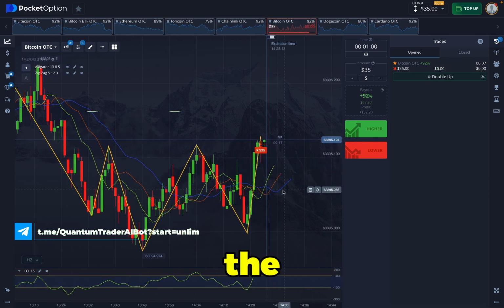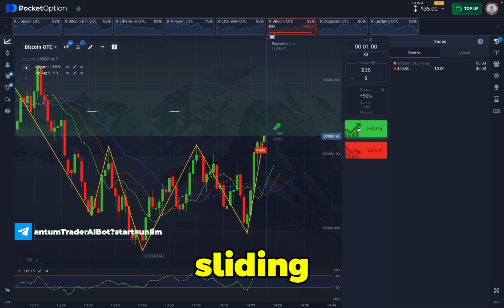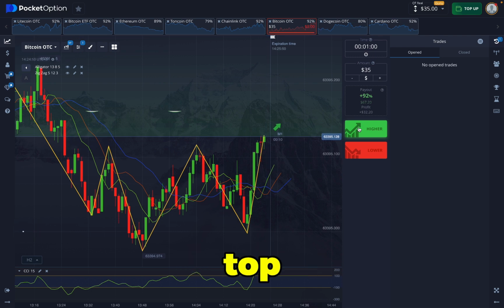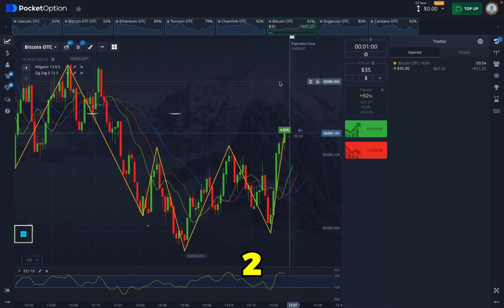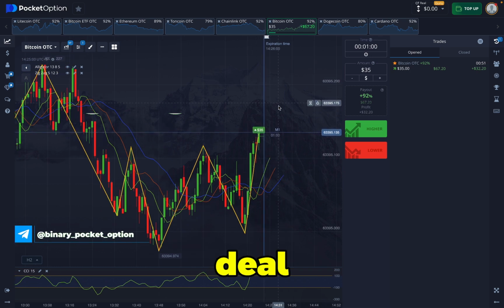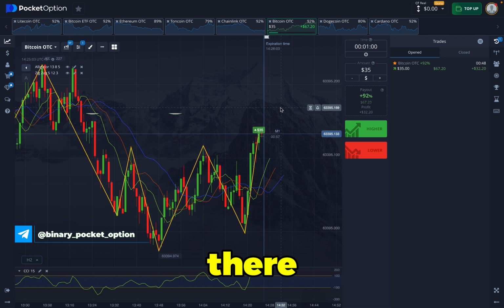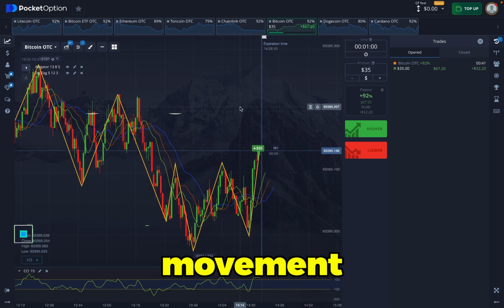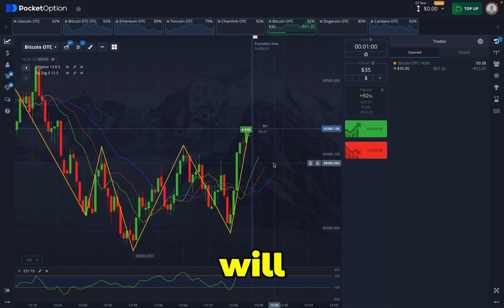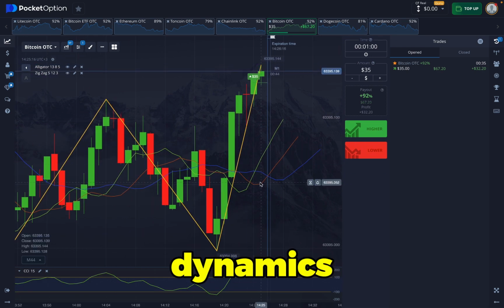Let's see. The alligator sliding lines intersect from bottom to top here, which shows a reversal of dynamics. So here, too. So let's start here. I'll open a deal to increase. I understand that there will most likely be a reversal of dynamics, or further movement will go a little higher, and only then there will be some kind of pullback in dynamics in general.